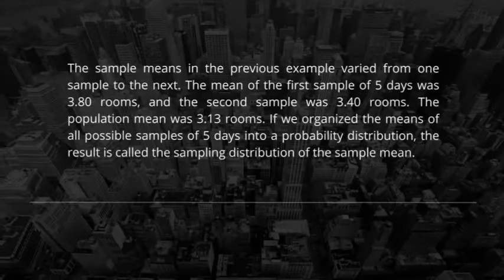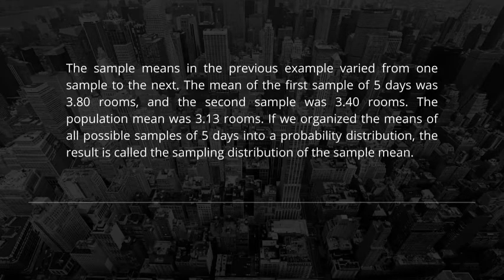The sample means in the previous example varied from one sample to the next. The mean of the first sample of 5 days was 3.80 rooms, and the second sample was 3.40 rooms. The population mean was 3.13 rooms. If we organize the means of all possible samples of 5 days into a probability distribution, the result is called the sampling distribution of the sample mean.